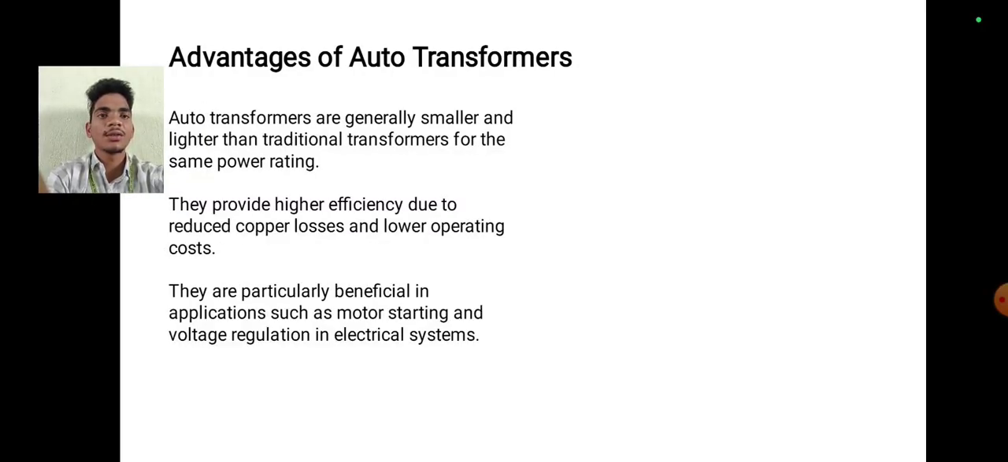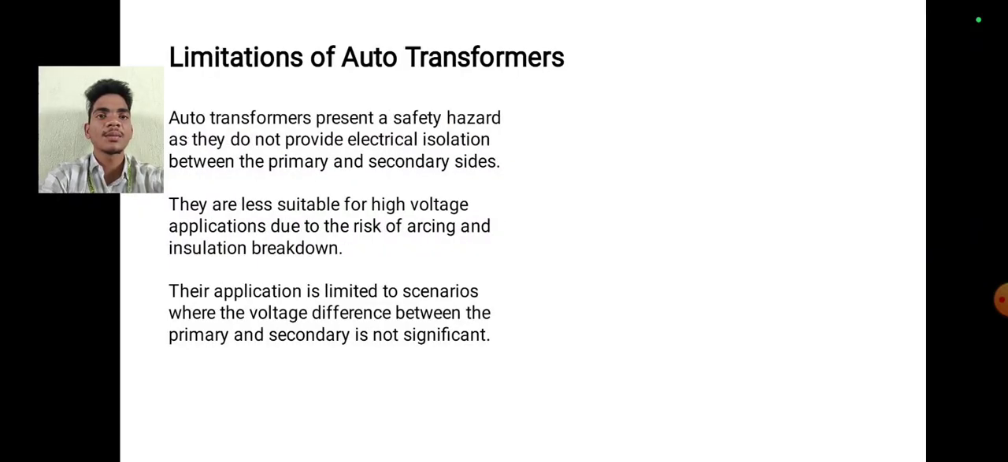Advantages of auto transformers. Auto transformers are generally smaller and lighter than traditional transformers for the same power rating. They provide higher efficiencies due to reduced copper losses and low operating costs. They are particularly beneficial in applications such as motor starting and voltage regulation in electrical systems.